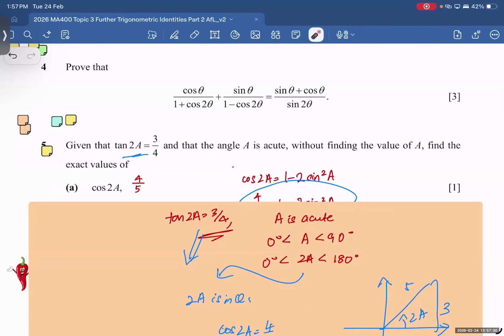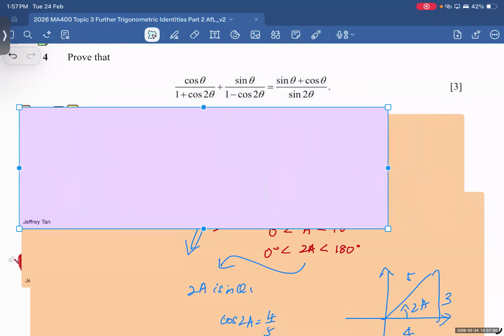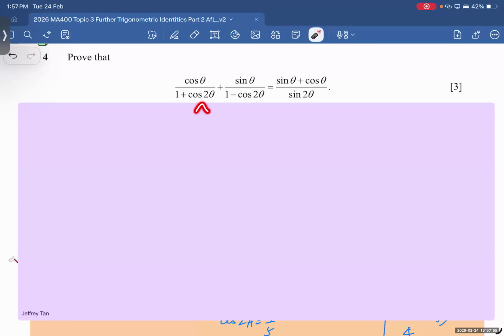Question 4. Can I have your attention? All eyes on me. Pause. Sharp. All eyes on me. Very quickly, one minute of your time. After that, I'll dismiss you already. Now, whenever we are doing proving, especially when it comes to cos 2 theta. Put down your pen. Look at the screen. Don't look at me, look at the screen.